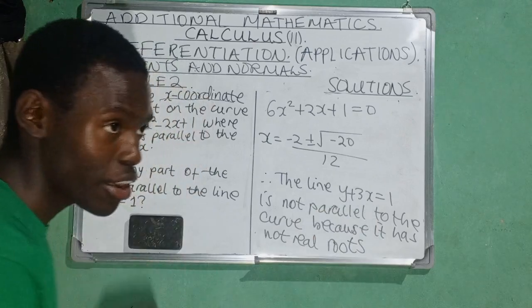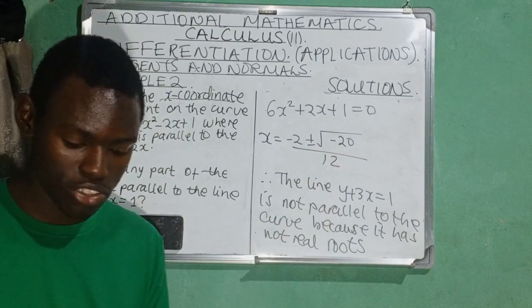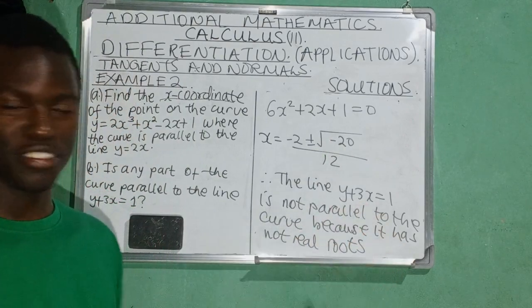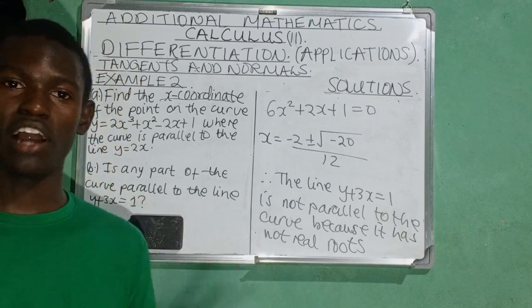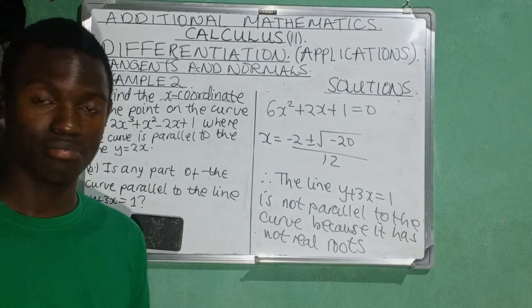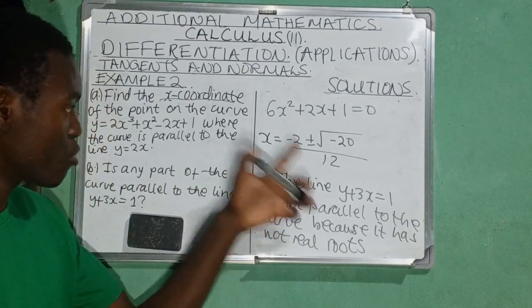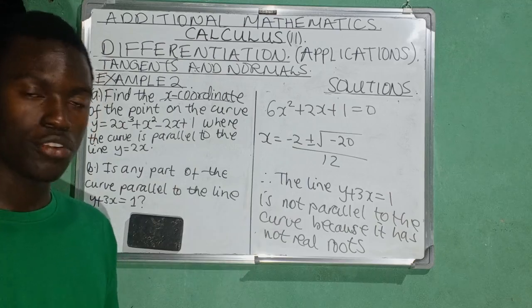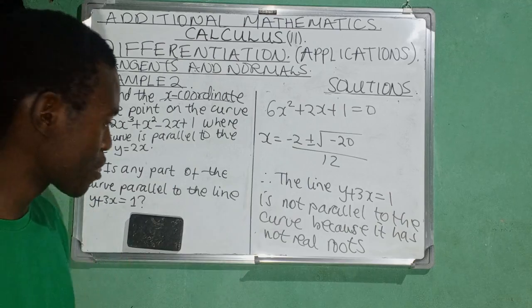So actually, when you find a negative number in the square root, just know that it will never be parallel. This curve will never be parallel to that line. This line will never be parallel to that curve. So, because of a negative in the square root, it will give us no real roots.